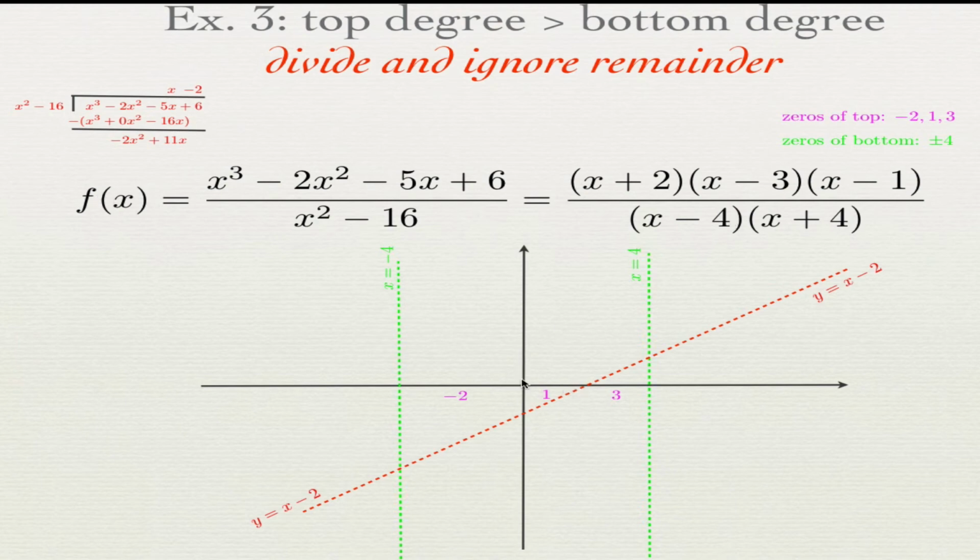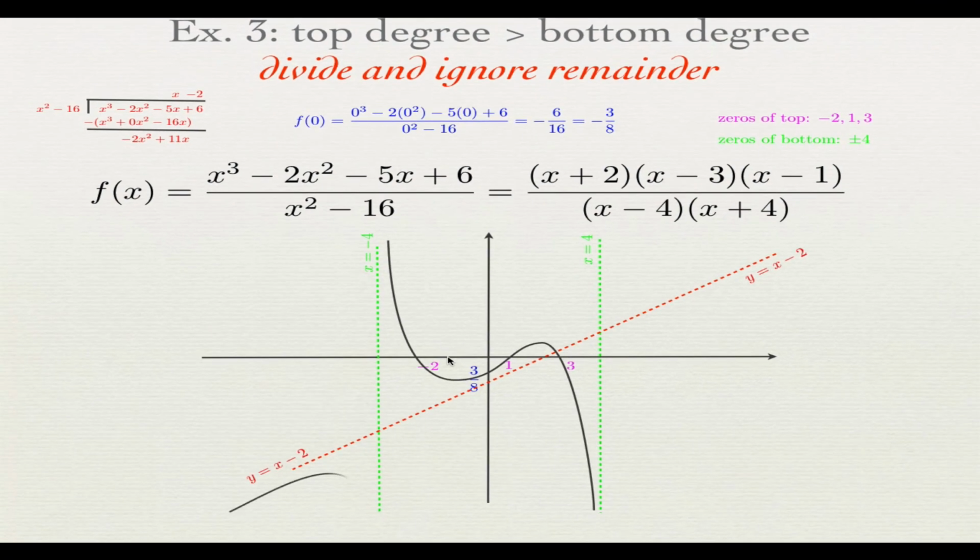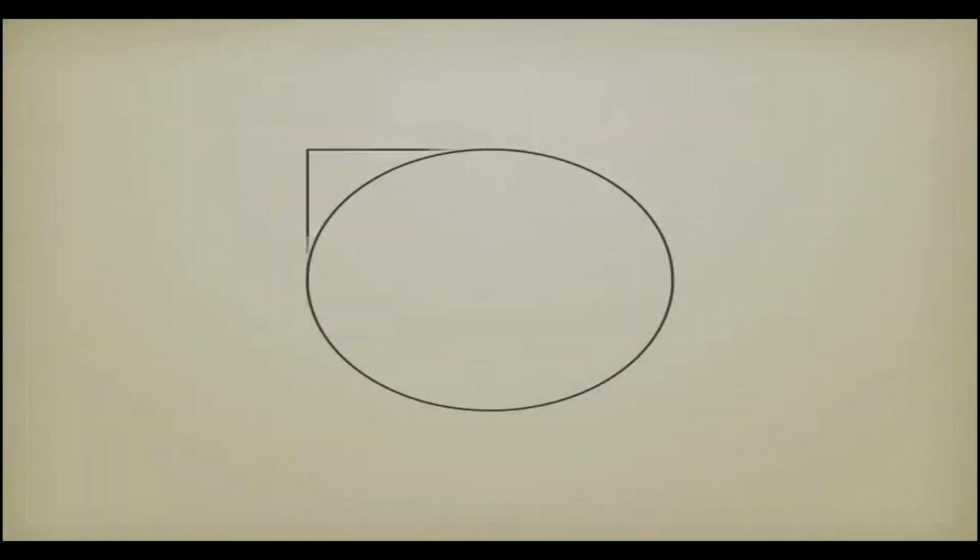Well, when we put x equals 0 to evaluate f of 0, we get a negative 3/8. So it's down below, which means it goes up to the 1 and up to the negative 2. Something like that. And of course, for the extreme behavior, it doesn't cross the x-axis. It will be positive on the right and negative on the left.